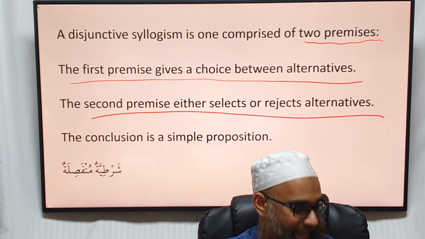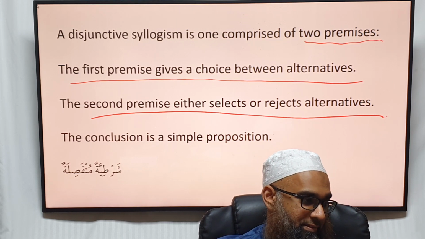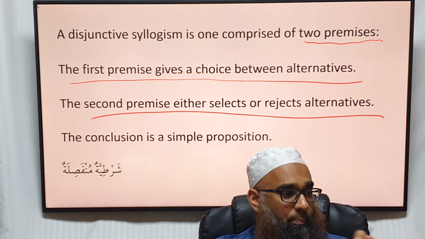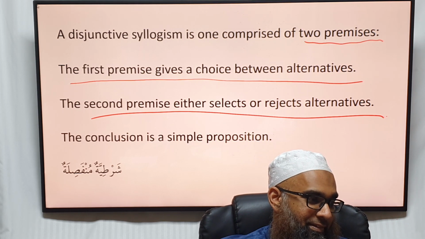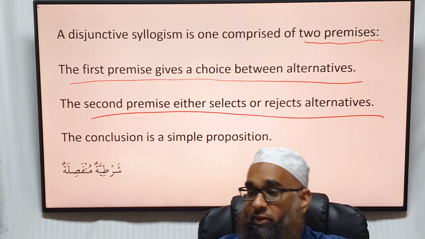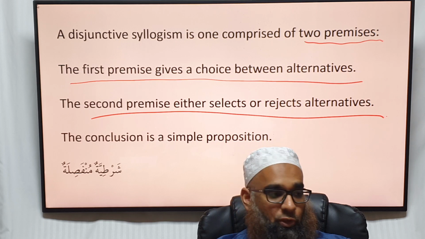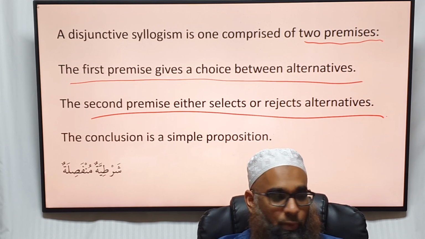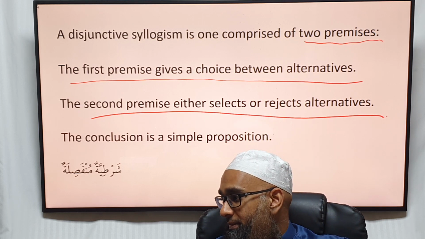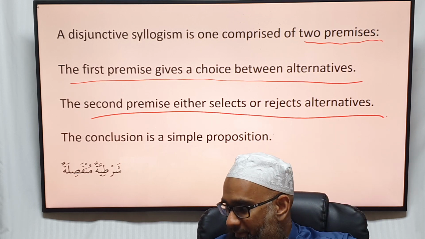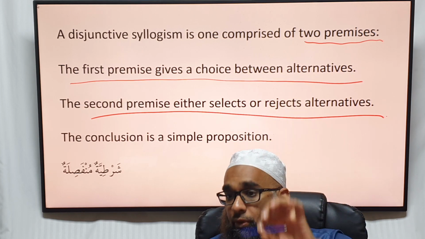For example, say, what do you want for breakfast? Weetabix or cornflakes? So, do you want Weetabix or cornflakes for breakfast? What would you say? Cornflakes. Cornflakes, so therefore not Weetabix. That's our conclusion. So either Weetabix or cornflakes for breakfast, Weetabix, therefore not cornflakes. Obviously I know the fallacy in there, coming to that shortly. But that's how it works.